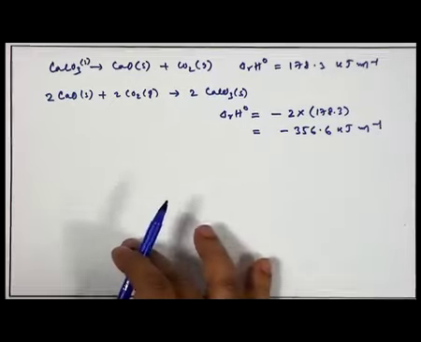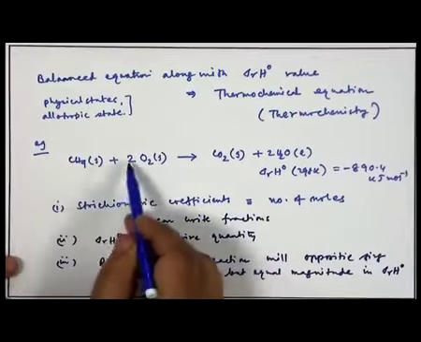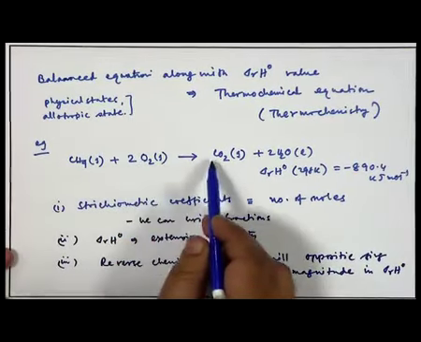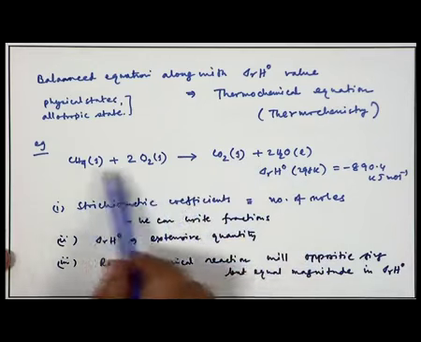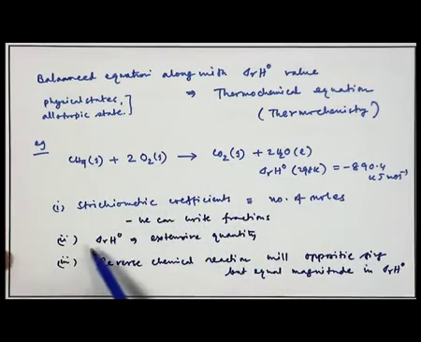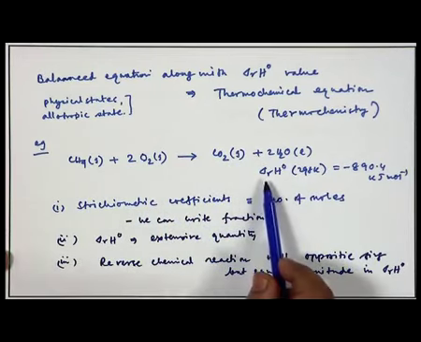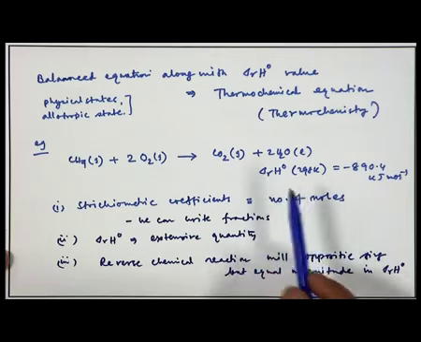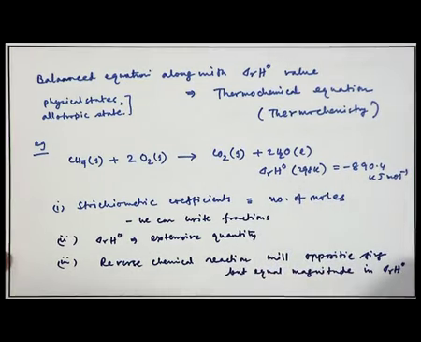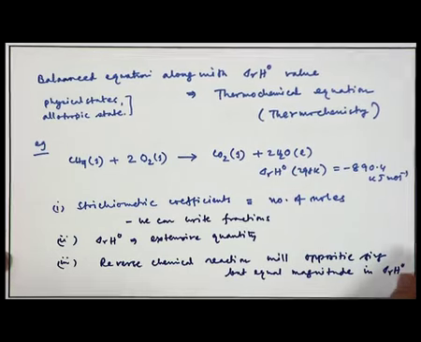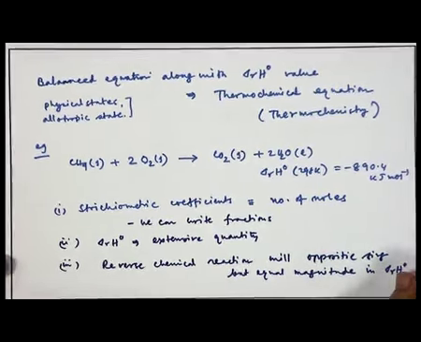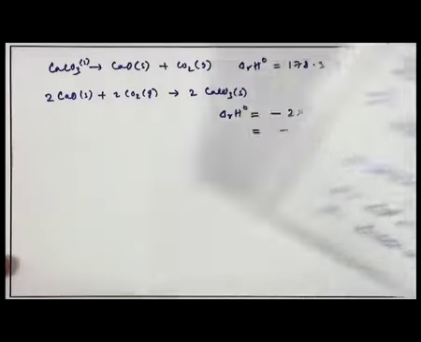So, these are the three things you must remember. Again, one more time: these are stoichiometric coefficients, they represent moles of the reactants and the products. Then delta HR, which is the standard enthalpy of reaction or heat of reaction, is an extensive quantity, and the reverse chemical reaction will have opposite sign, but of equal magnitude.